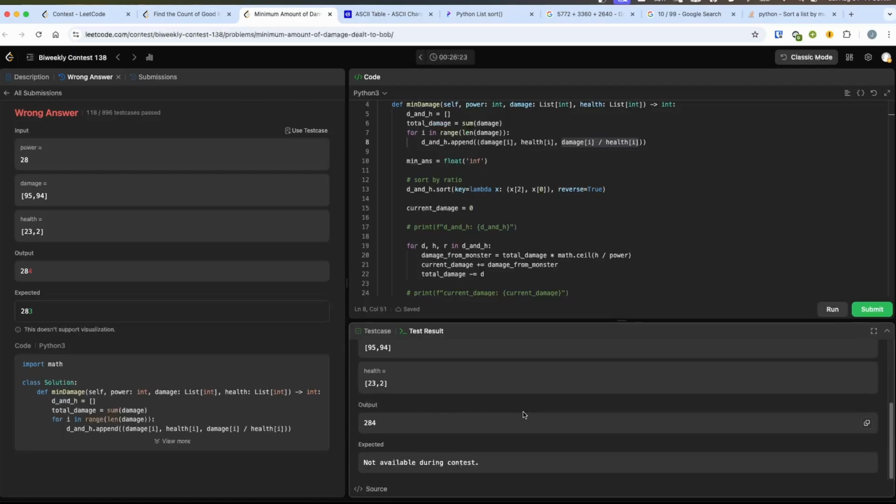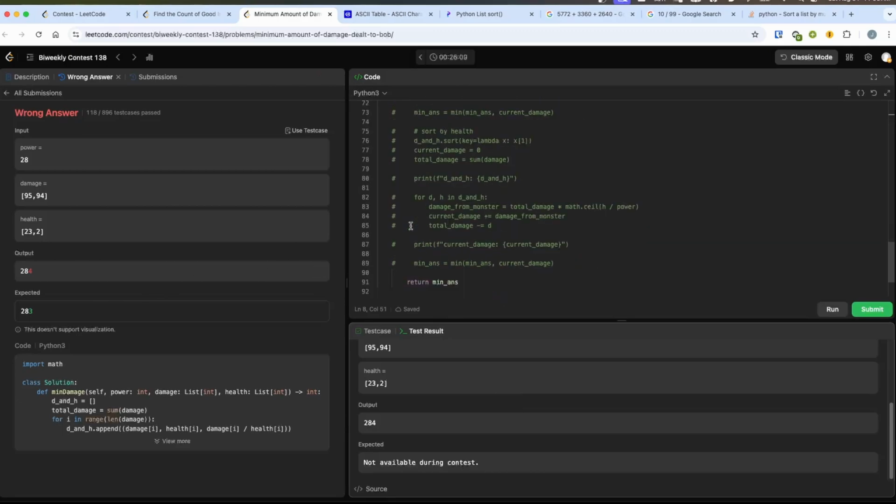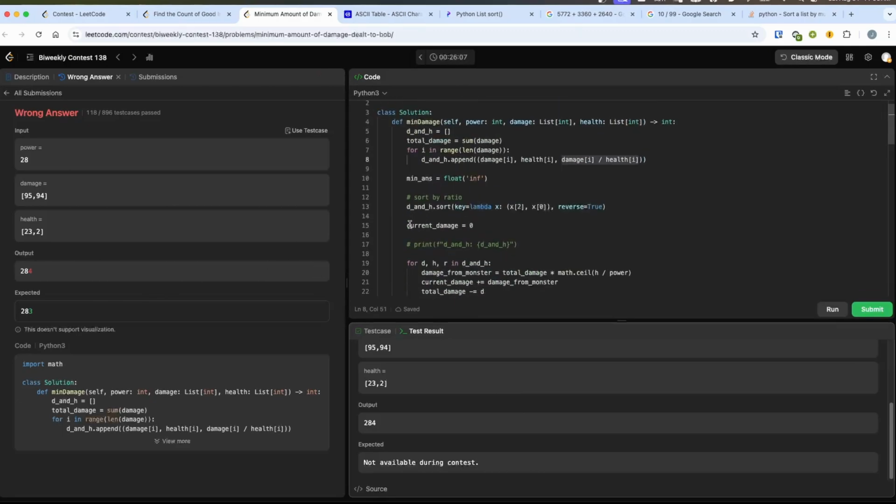Okay, so I think sorting is the wrong approach here, because we keep running into edge cases. So does this have to just be dynamic programming? I can't see how we could do dynamic programming here.